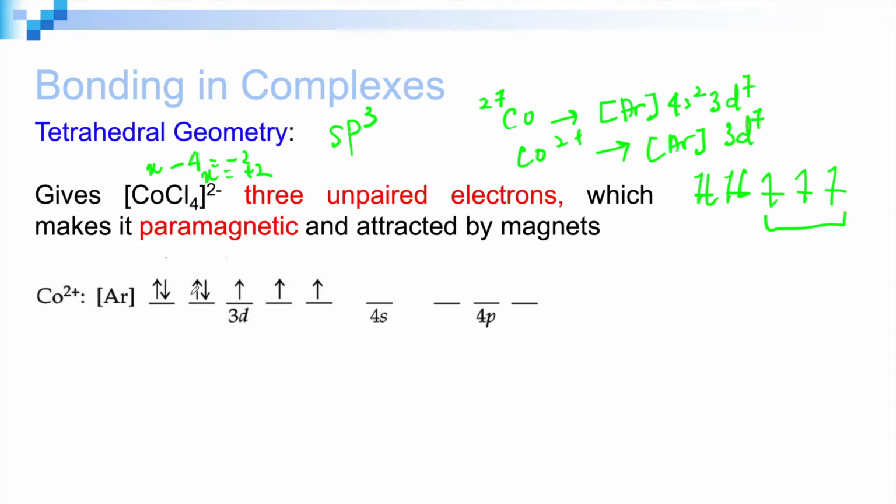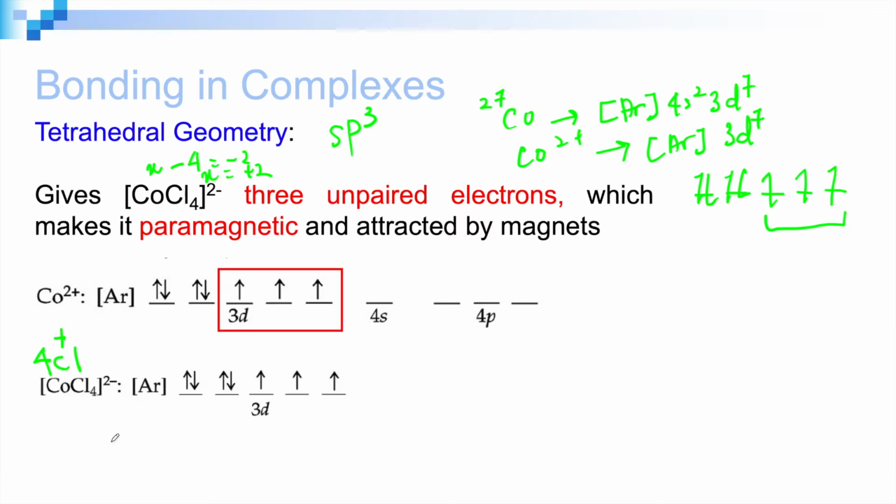After the 3d, you're going to have the 4s and also 4p. So this is just the free ion. Then you react this cobalt 2+ with 4 chloride, and you get the tetrachlorocobaltate(II). This is the structure for the chloride.